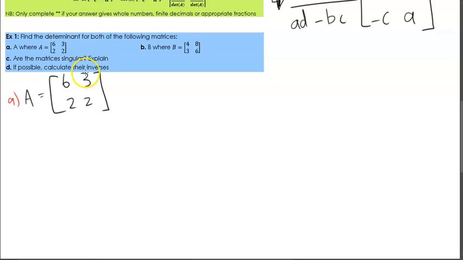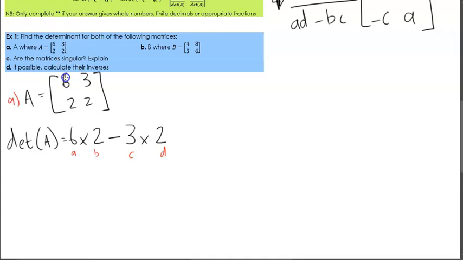All right, we're going to find the determinant. To get the determinant, we are just going to get A and D and multiply it together and take away 3 multiplied by 2. So remember, this was A, B, C, and D based on that matrix there. 6 times 2 is 12, and 3 times 2 is 6, giving me the answer of 6. So the determinant in this case is 6.